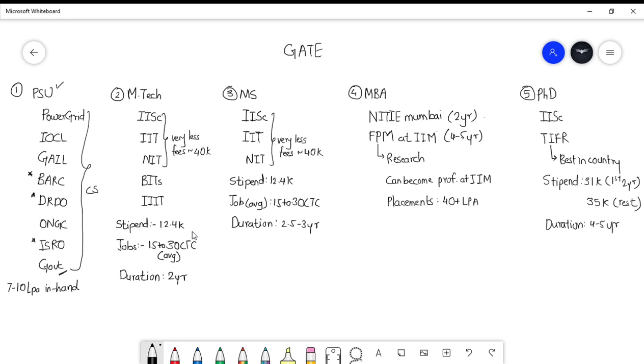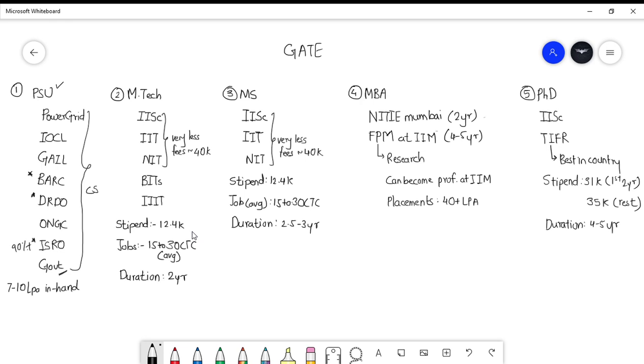Okay, now the PSUs in front of which I have put the star, like BARC, DRDO or ISRO, may conduct their own test, but remember that the syllabus will be almost 90% plus overlapping. So if you are prepared for the GATE, you might just need to prepare the 10% extra, or sometimes their syllabus is a proper subset of the GATE syllabus, so you won't have to work much harder if you are already preparing for the GATE.